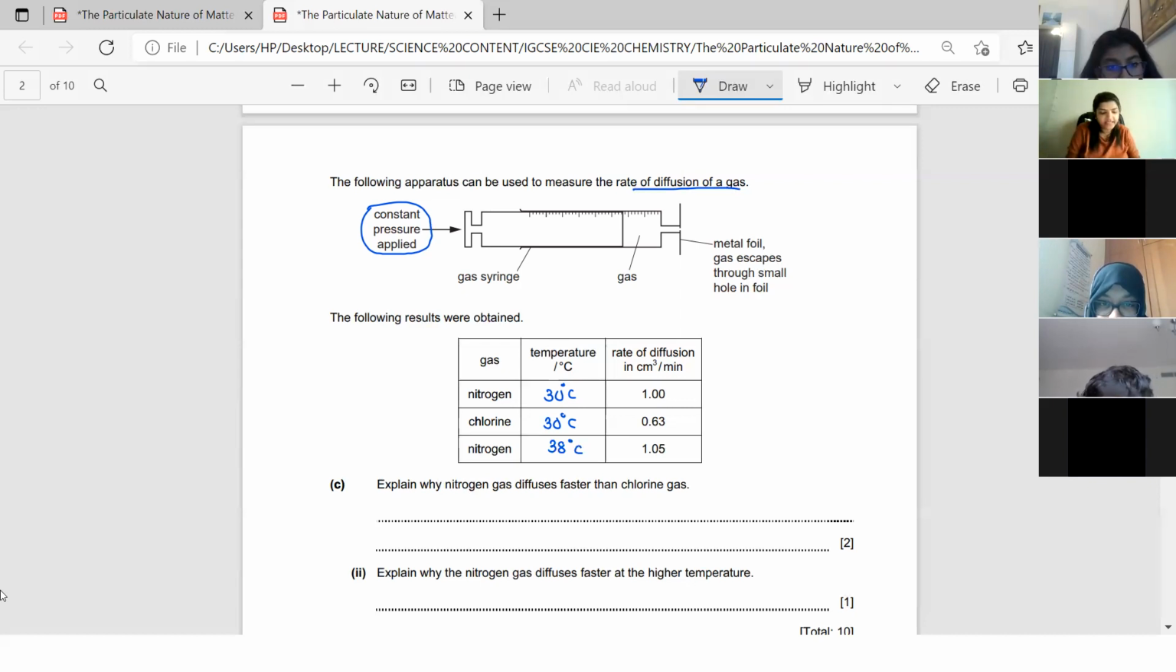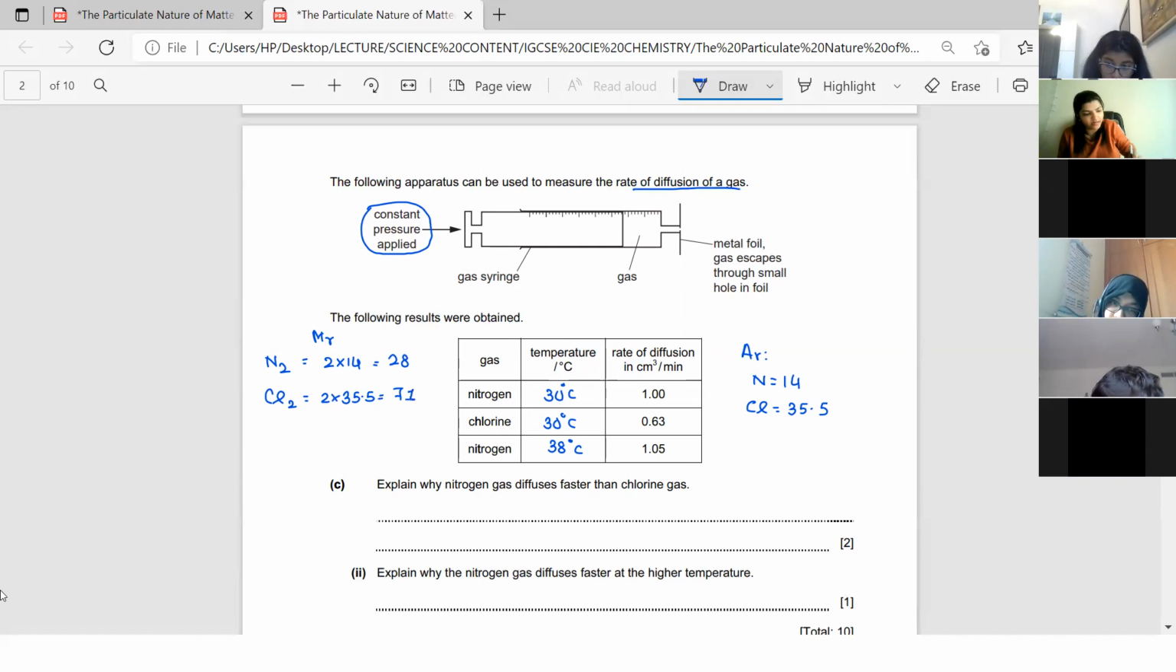Explain why nitrogen gas diffuses faster than chlorine gas. From the periodic table, the atomic mass of nitrogen is 14 and chlorine is 35.5. Because nitrogen is lighter than chlorine. Yes, very good. Because when we talk about N2, nitrogen is a diatomic gas, so the molecular weight will be 2 into 14, which is 28. And for chlorine, it will be 2 into 35.5, which is 71.